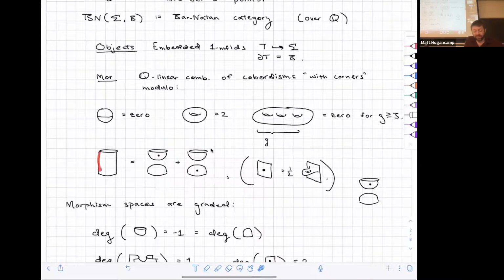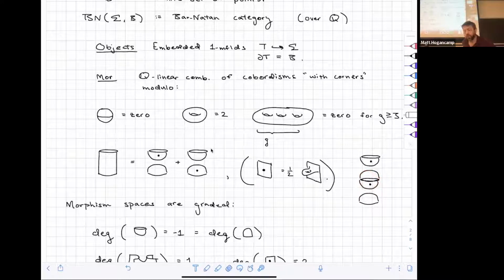So here we see the identity endomorphism of a circle equals the sum of two things. And I'm claiming that these two things are in fact idempotent, meaning if you square them, you get themselves. So if I stack two copies of this on itself, I see 1/2 times a torus. Remember, the dot represents a handle. So a sphere with a dot represents 1/2 times a torus.